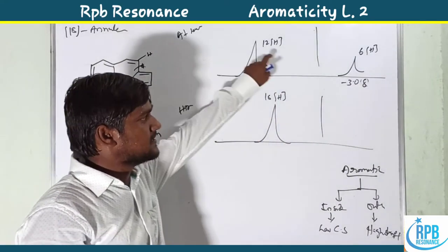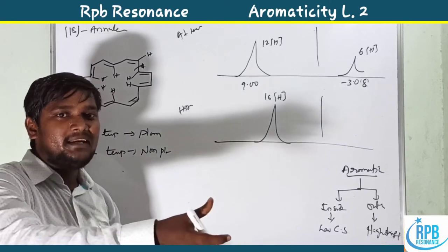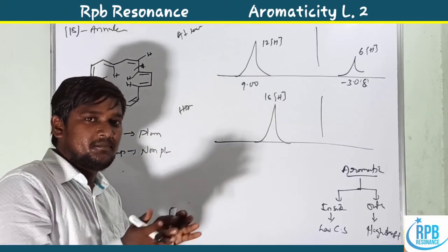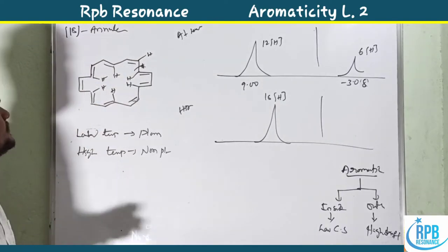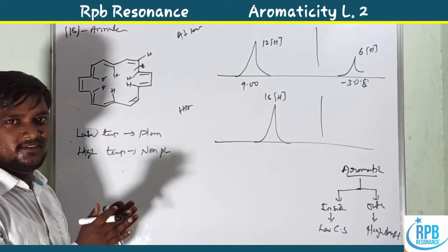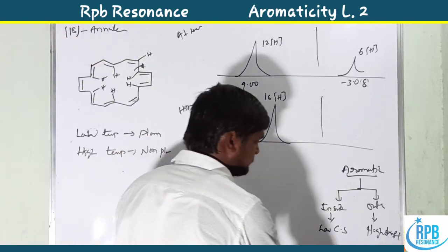At lower temperature it gives two types of peaks, at higher temperature it gives only one, due to the rapid interconversion of inside protons becoming outside protons and outside becoming inside. This is the very clear-cut information regarding [18]annulene. I think it is very clear. Now let's move on to azulenes and fulvalene compounds.